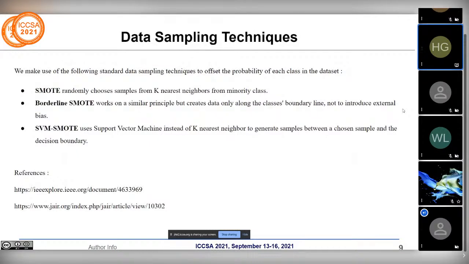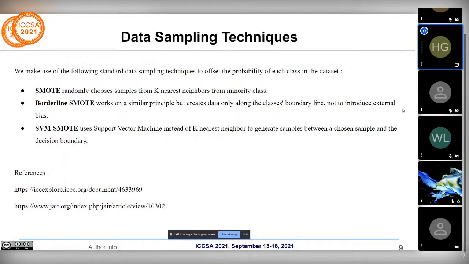Now, SMOTE and borderline SMOTE use k nearest neighbors, but the difference between SMOTE and borderline SMOTE is that borderline SMOTE generates additional data points only along the given class's boundary. It does not generate a data point which is beyond the class boundary. So there is no external bias. SVM SMOTE simply uses support vector machines rather than k nearest neighbors to generate samples between the samples and the decision boundary. So these are the references also provided for each of the techniques. You can also read the paper for them.